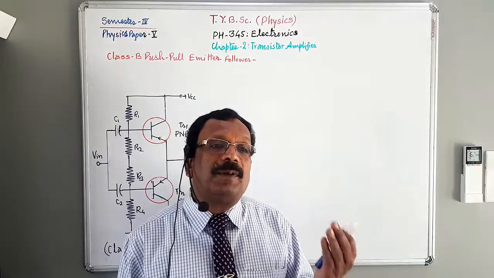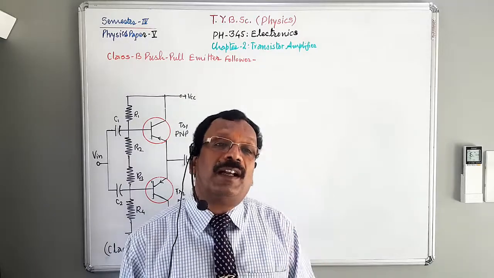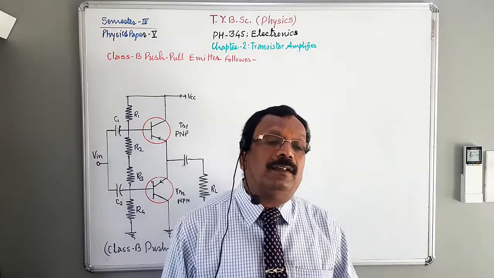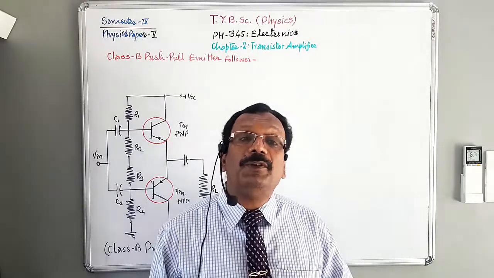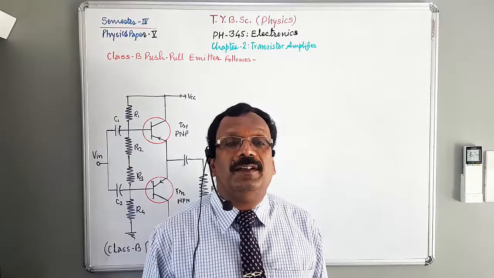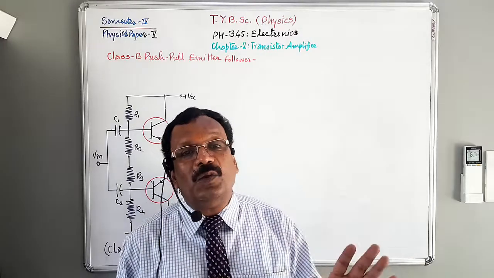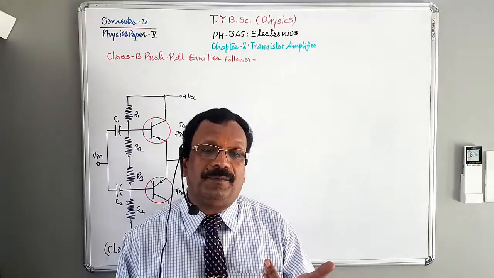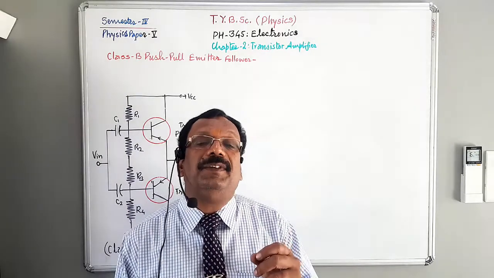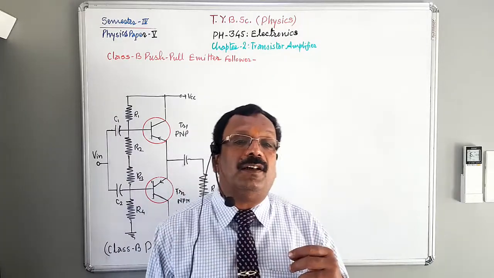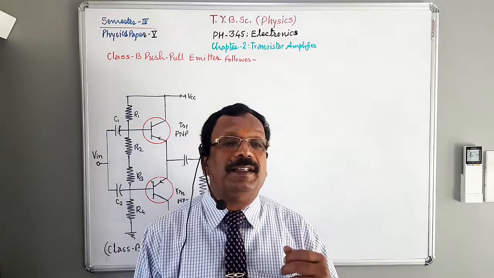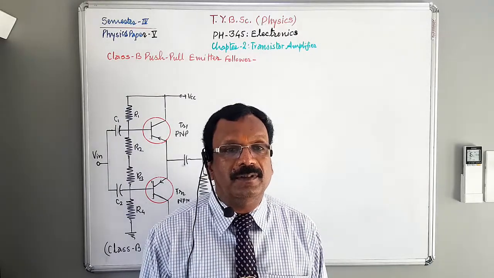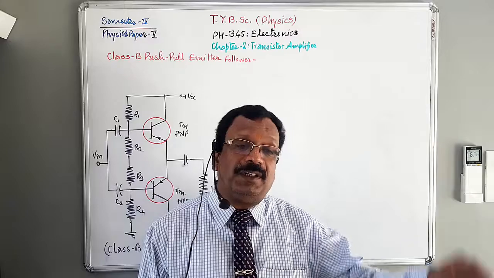The advantage of a class B amplifier is low current drain, and when current drain is low, obviously there is less heating, and when heating is low in a class B amplifier, the efficiency is high. In a single sentence we can say that the advantages of a class B amplifier are lower current drain and high stage efficiency. Okay, this is about class B.